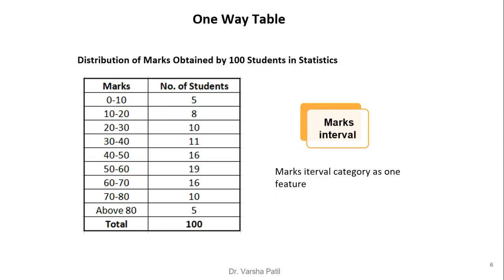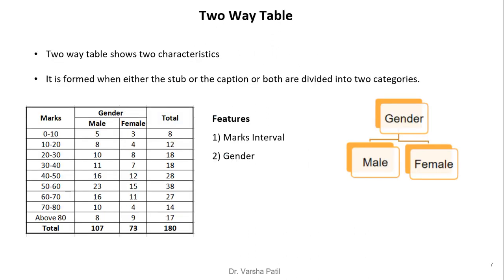Now let us see the example of a one-way table. Distribution of marks obtained by 100 students in statistics. Here the table has 2 columns: one is the marks range and second is the number of students that come under that particular range. Here only one feature is present, that is the marks interval category. So that's why it is a one-way table.